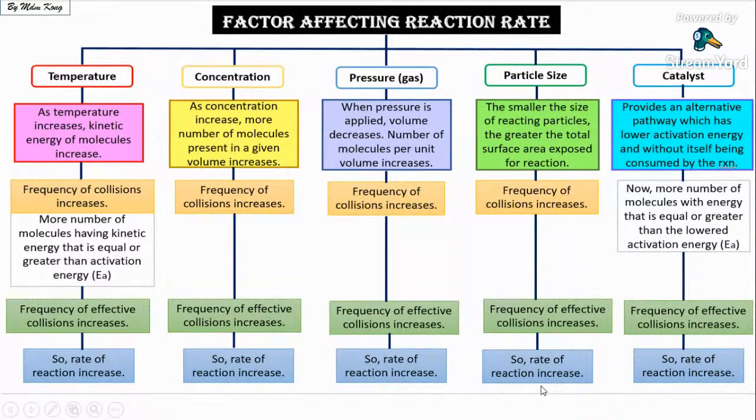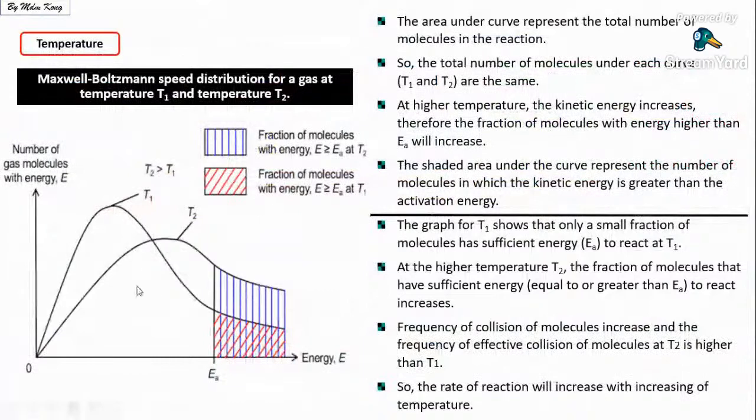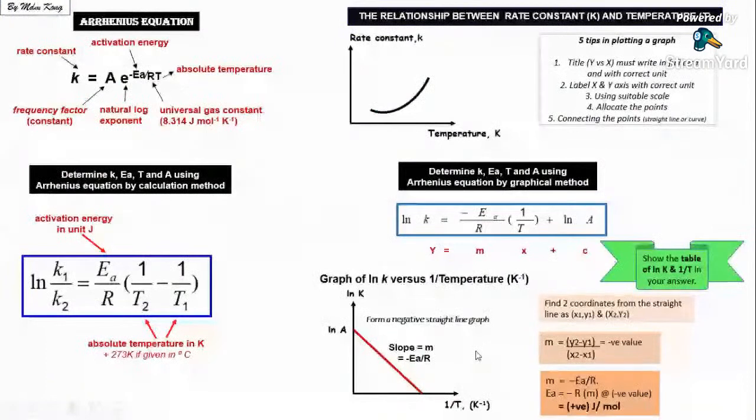Get it? This one helps you more easily understand the differences and similarities for a topic and enhance your understanding and memorizing. Okay, this is the Maxwell-Boltzmann distribution. So you can do the graph and then the explanation over here. Okay, this is the overall for the Arrhenius equation.